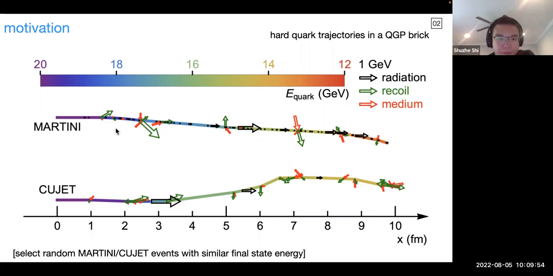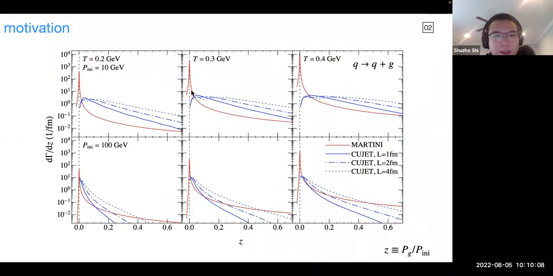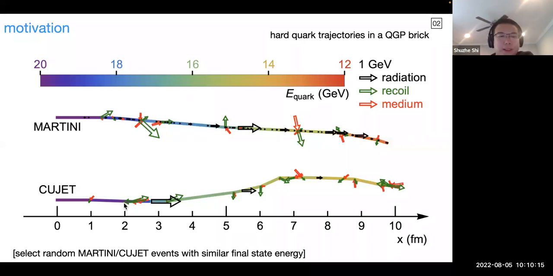From Martini, you can see a lot of these little black dots here. They are the ultra soft radiated gluons corresponding to this peak in the small z range. Whereas for CUJET, the number of radiated gluons is much less compared to Martini. But on average, these gluons are more energetic.